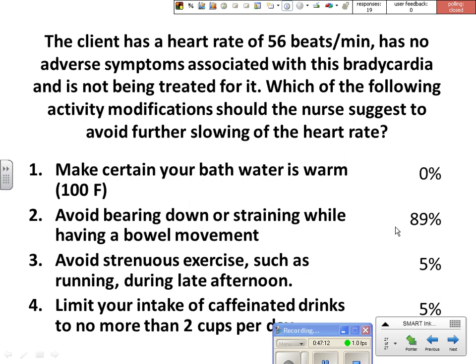So 89% said avoid the Valsalva maneuver, right? 5% said exercise and caffeine. So what will exercise do to your heart rate? Speed it up, as well as caffeine. So avoid those maneuvers that can lower the heart rate.